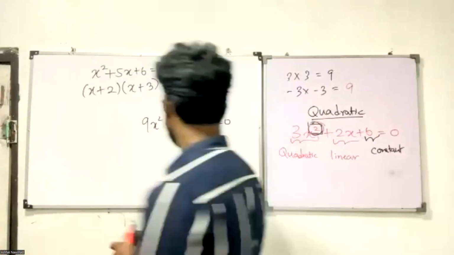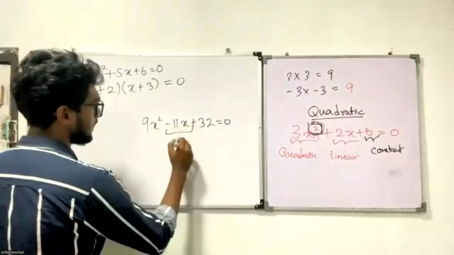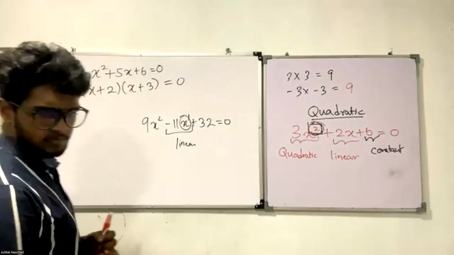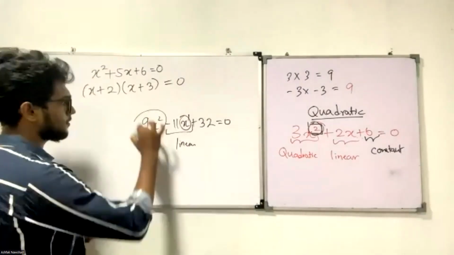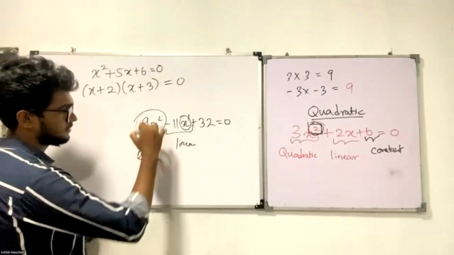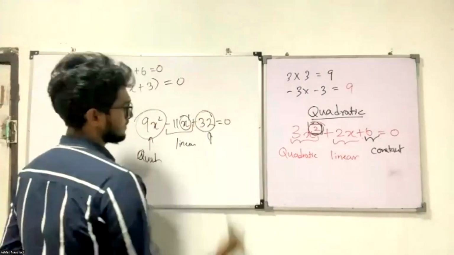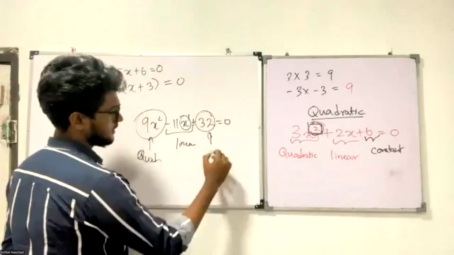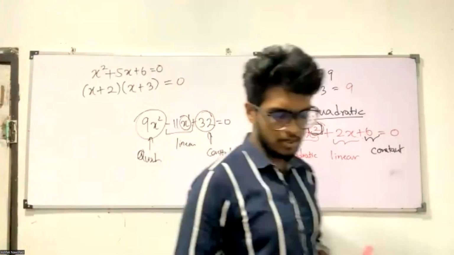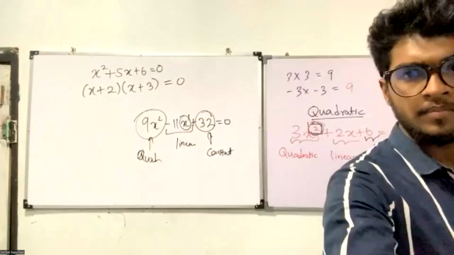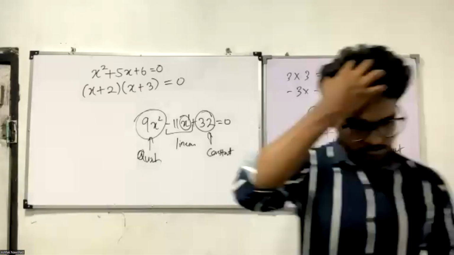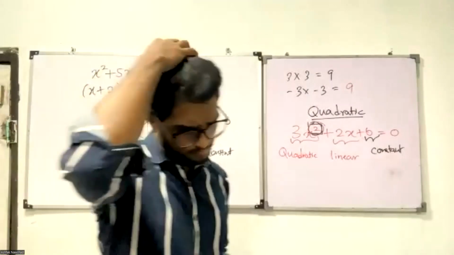Minus 11x, yes, this is the linear term. Why? Linear means the power of x must be 1. Quadratic means the power of x must be 2. This is the quadratic term, this is the quadratic part. And this is what? This is the constant. Is that understood, everybody? And constant. Good.